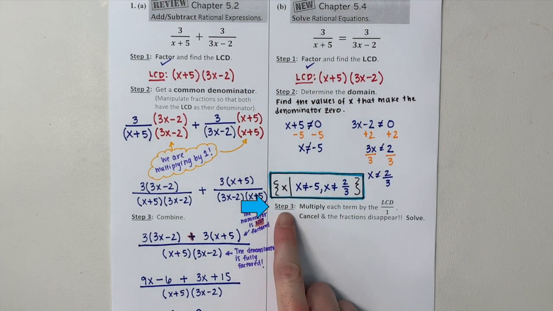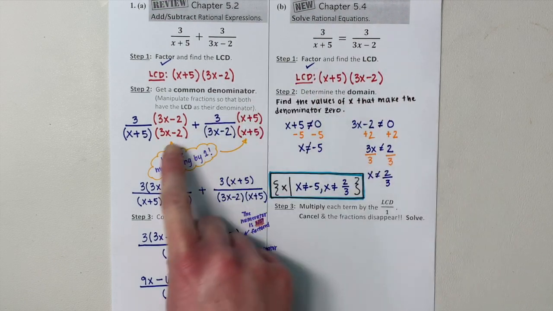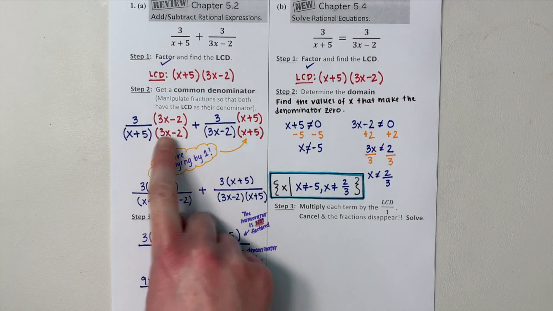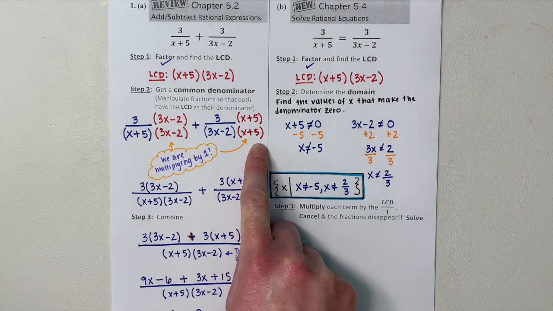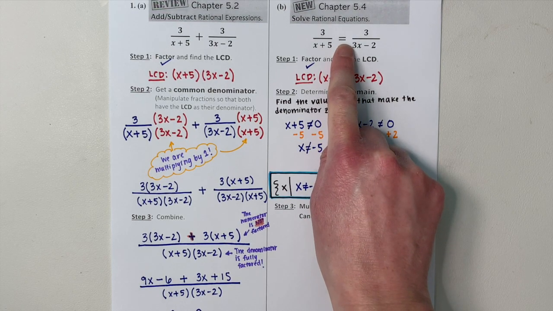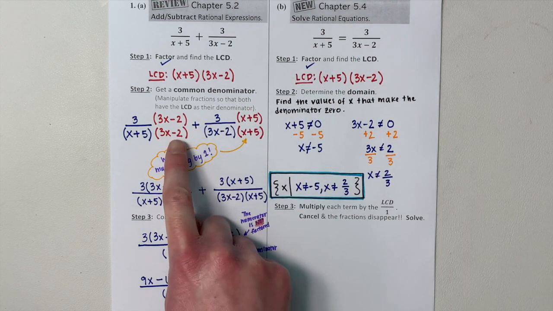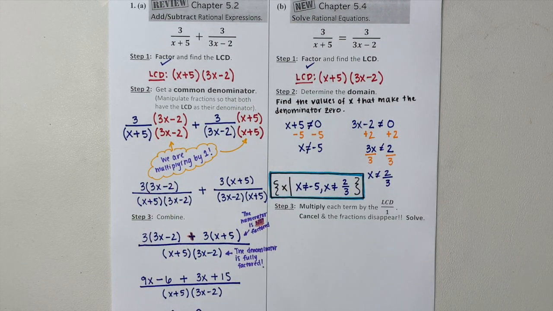For step 3, we want to solve this equation. We could use this approach over here, where we work to get a common denominator. But with equations, there's a more efficient approach. When you're solving a rational equation, in other words, if you see an equal sign in your problem like this, I recommend you don't work to get a common denominator.